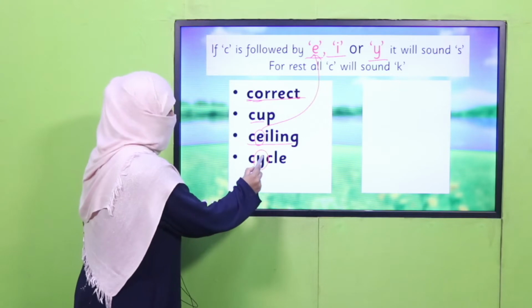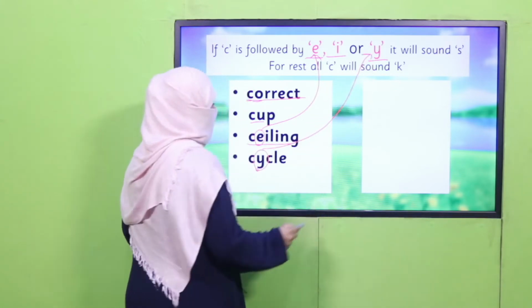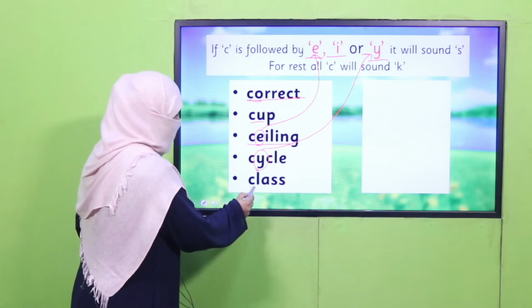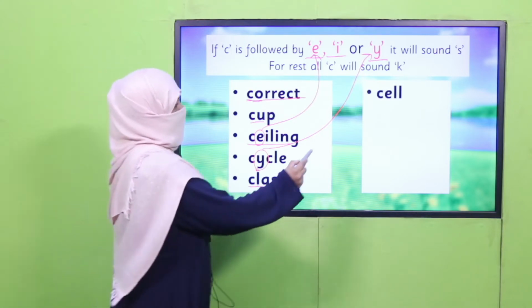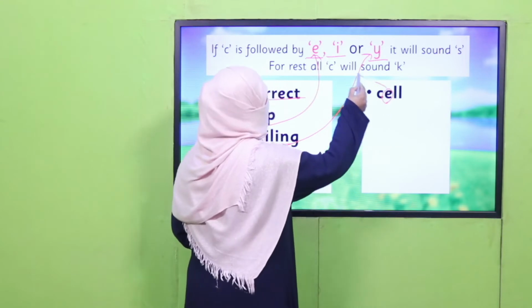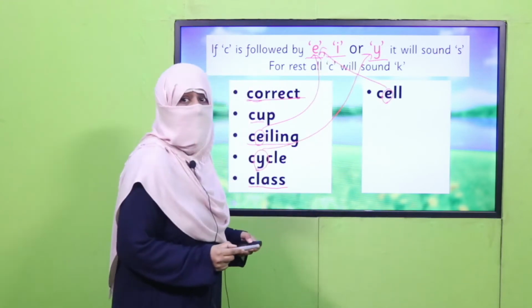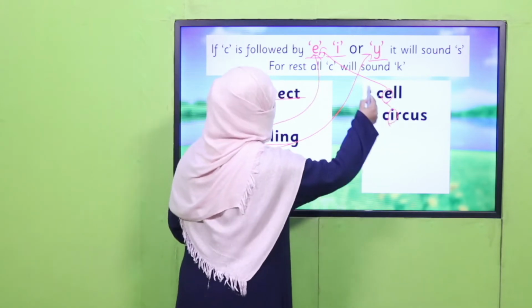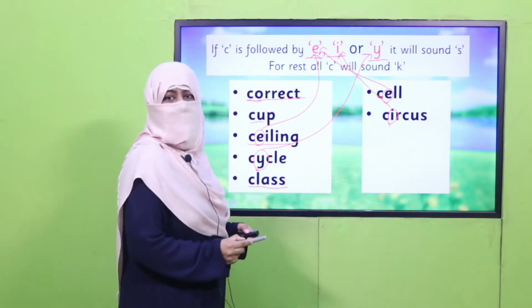Again, it's followed by Y, which is one of the sounds we have mentioned here, that's why we'll say it cycle. Class. Again, this C is followed by E, one of the sounds mentioned here, that's why we'll say it cell. Again, I, one of the sounds over here, circus.